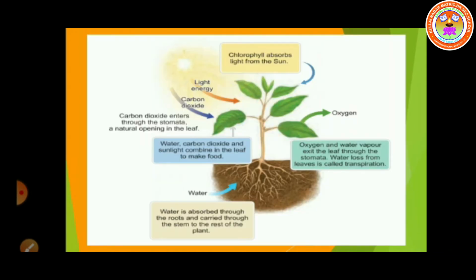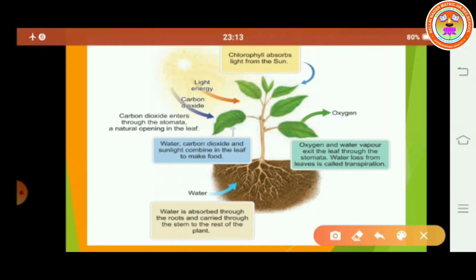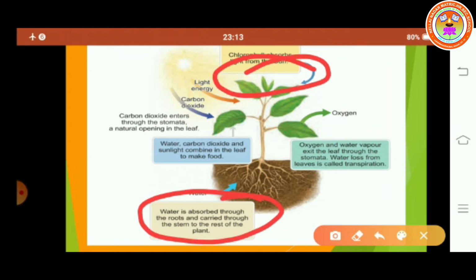Most plants possess a green pigment called chlorophyll and it is also used up in the process of photosynthesis. That chlorophyll absorbs light from the sun and water is absorbed through the roots and carried through the stem to the rest of the plant.